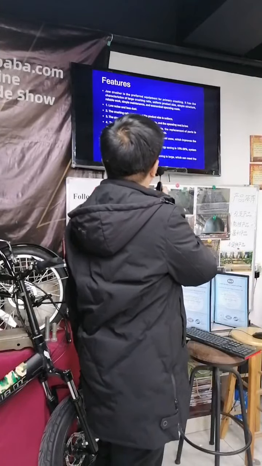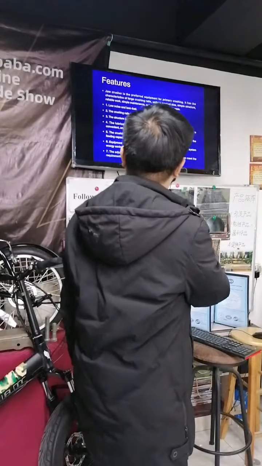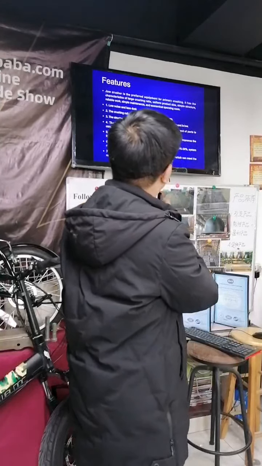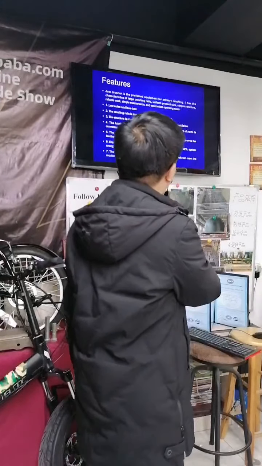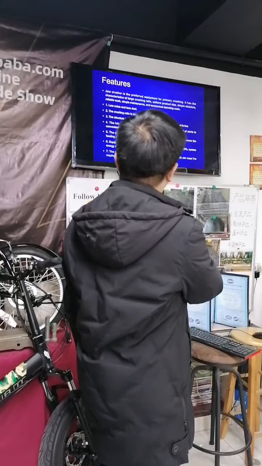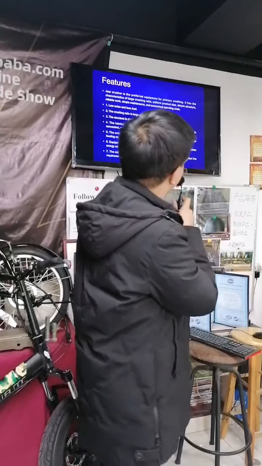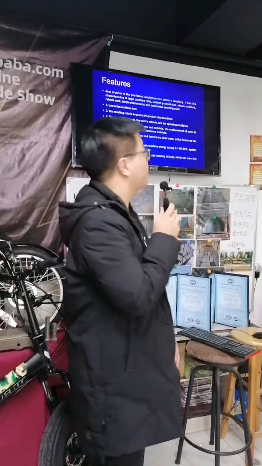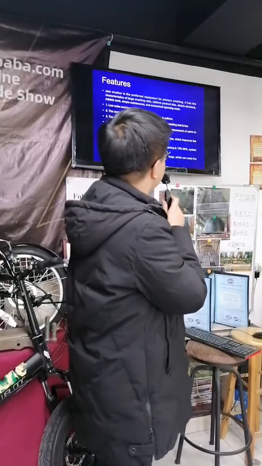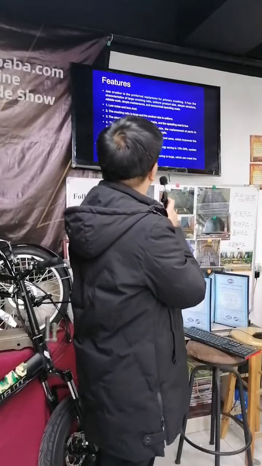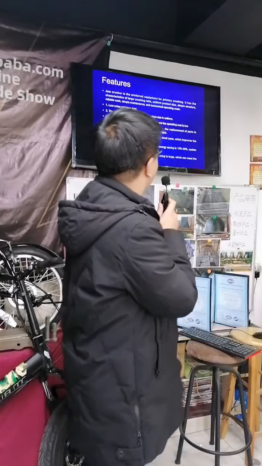The features of the jaw crusher are 7. One, it is the preferred equipment for primary crushing. It has the characteristics of large crushing ratio, uniform product size, simple structure, reliable work, simple maintenance, and economical operating cost.